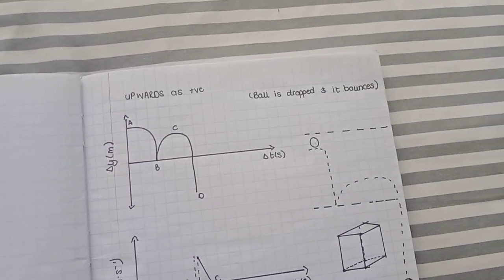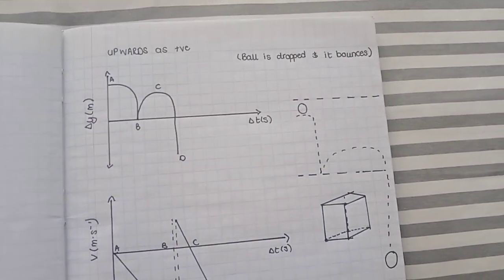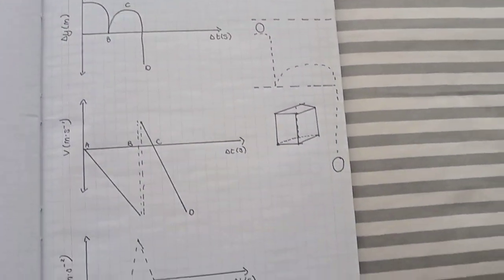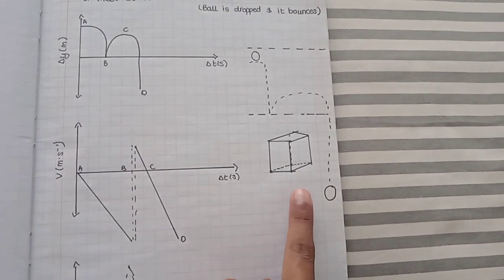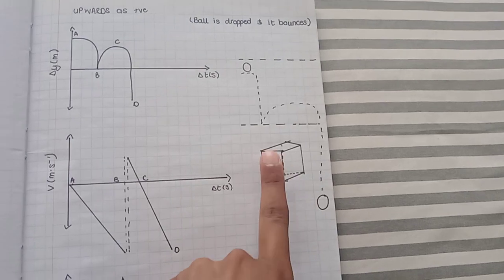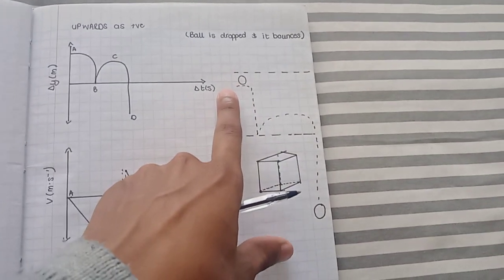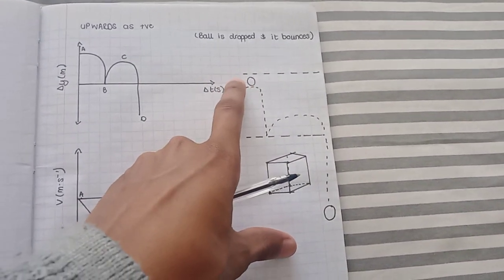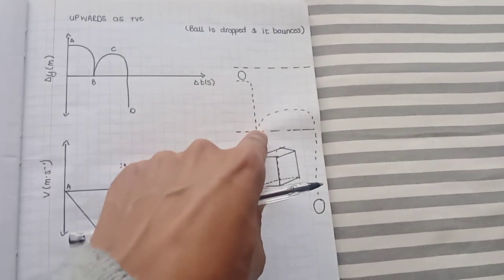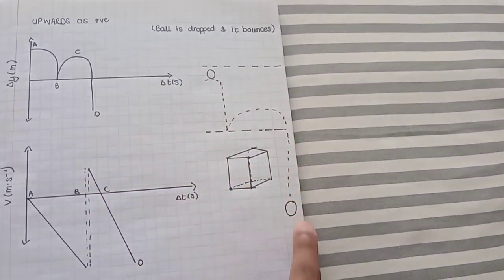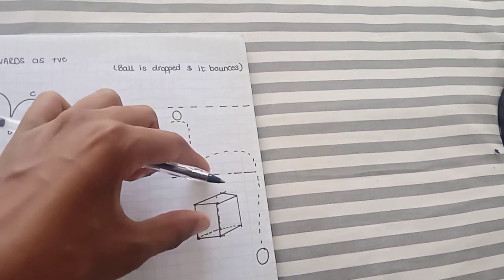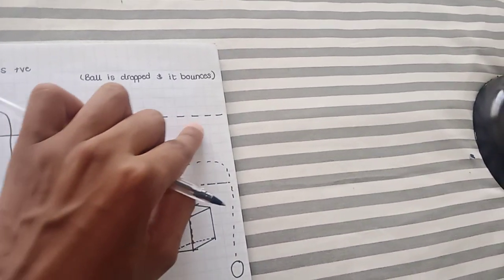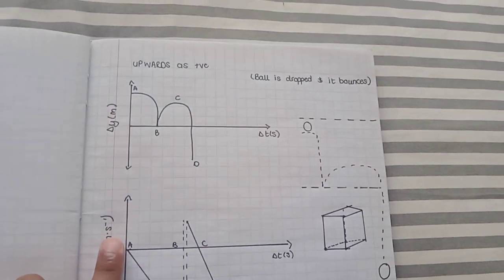What we see over here is our position time graph, velocity time graph, and acceleration time graph. And this drawing I have over here just demonstrates how the object would move as the ball is thrown down, hits a point, bounces back up again, then goes back down. So the point where it makes contact with the box is where it would hit the box, go back up, and then go back down again.